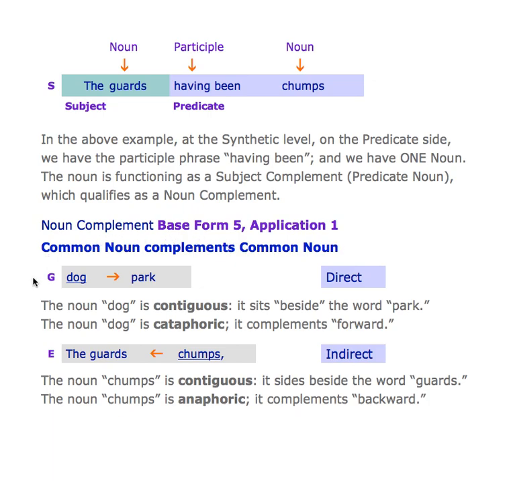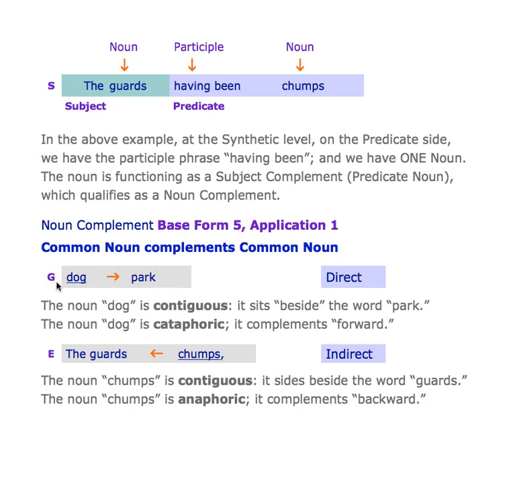And that states that a common noun complements a common noun. So if we take on the genuine level, let's say the level of original thought, let's say we have a phrase dog park, all right? That's a direct complementation. In other words, the noun dog is contiguous. It sits beside the word park. The noun dog is cataphoric. It complements forward, right? But the key thing is here, on the genuine level, it's a direct form of complementation because there's no other process that came before this. It was simply, I took my dog to the dog park.